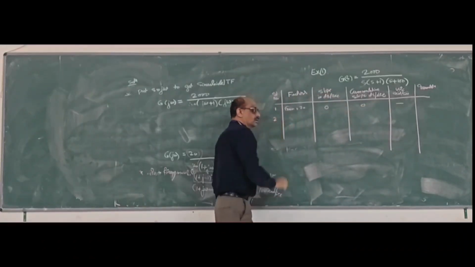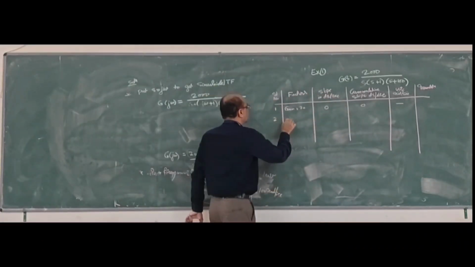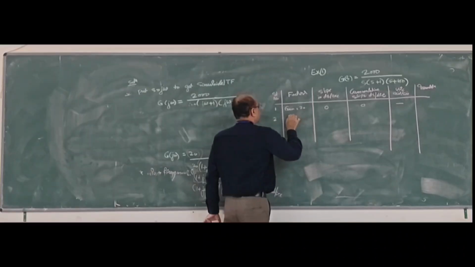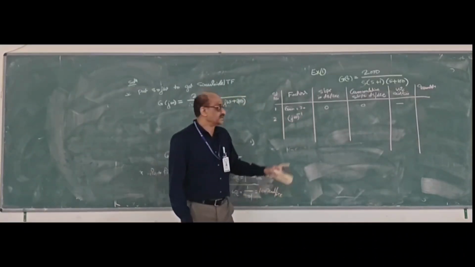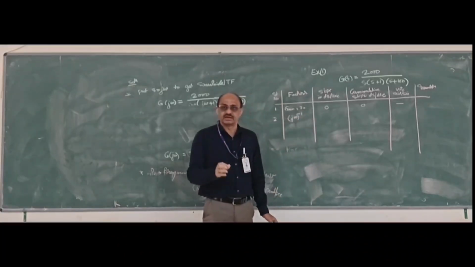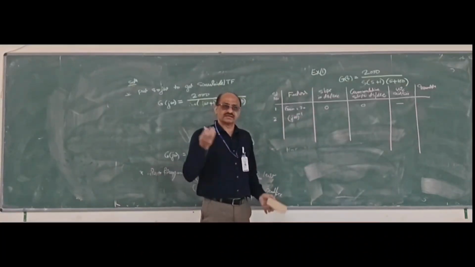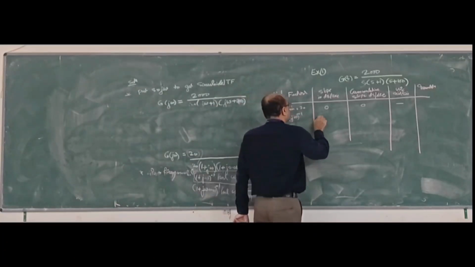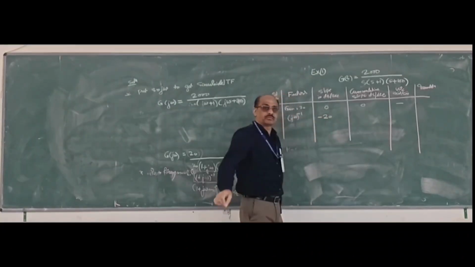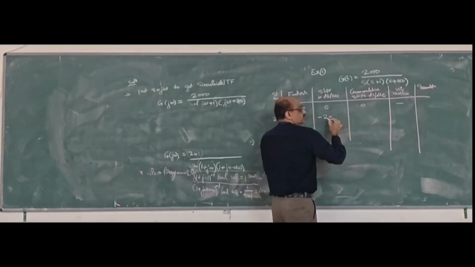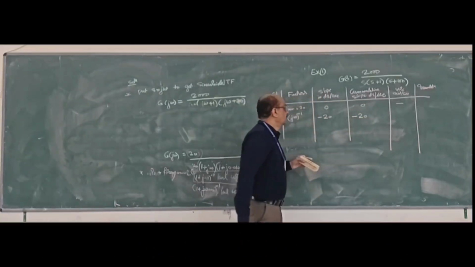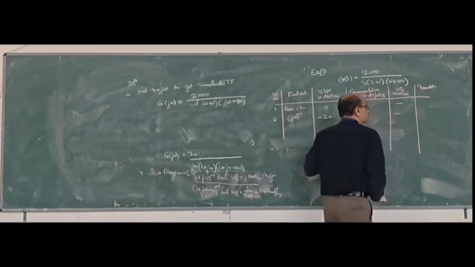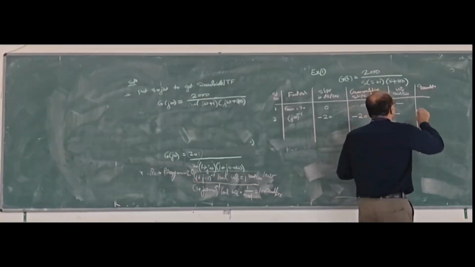Second, I have the 1 over j omega. That is written as j omega to the power of minus 1. Since minus 1 indicates the slope of minus 20, easy to remember, minus 20 dB per decade. Add these two: 0 plus minus 20, cumulative is minus 20 dB per decade. No corner frequency for that.